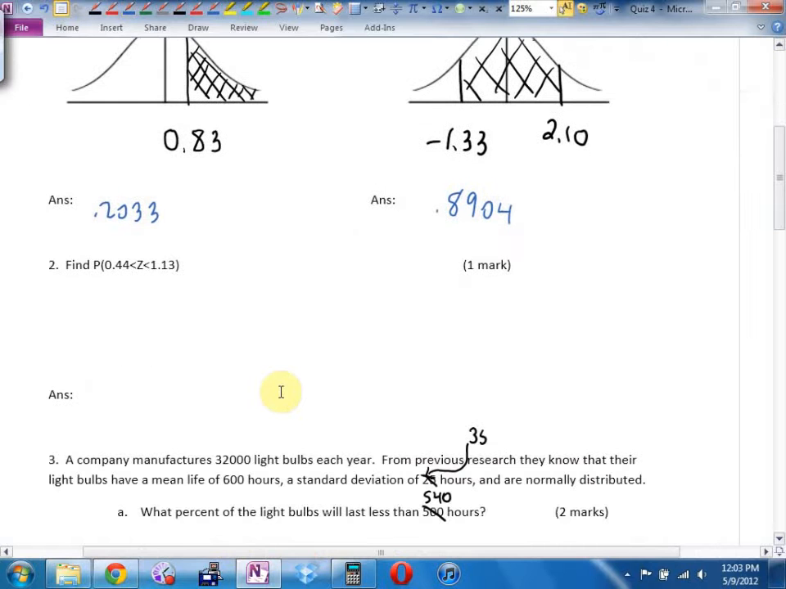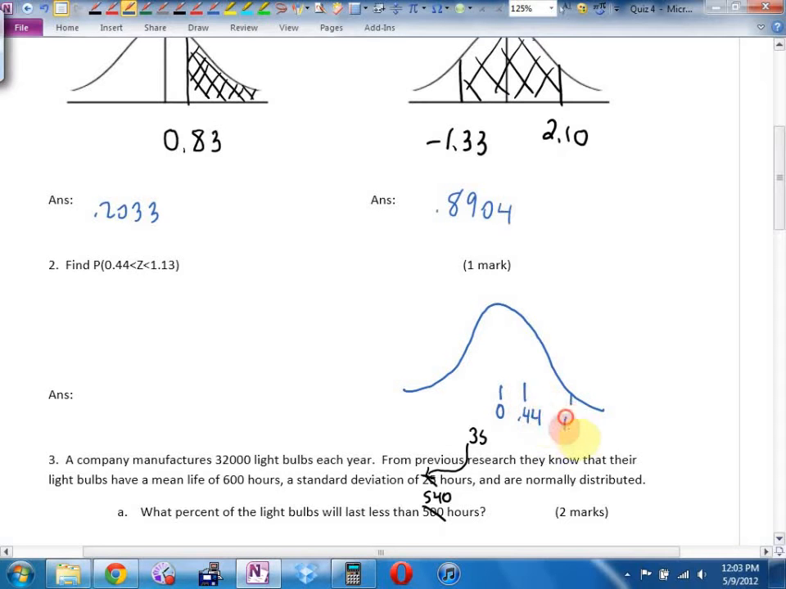I can also, on your test, give it to you instead of as a picture, as numbers, and expect you to draw the picture. The fact that it's a Z tells me it's a Z-score, mean of 0, standard deviation of 1. So I will always draw the little picture. Gulp. Mean of 0. And we have 0.44, which is right about there. Was it negative? No, positive.